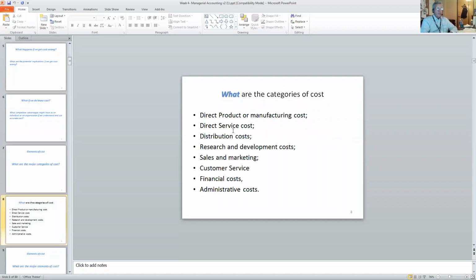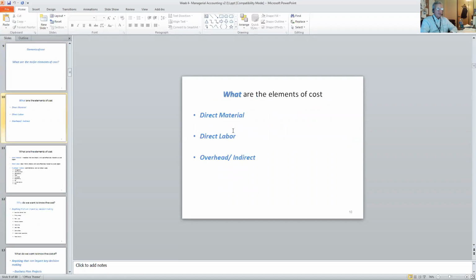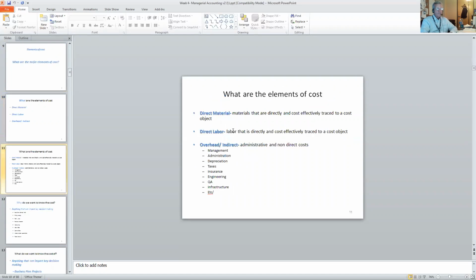So we've talked about the major categories of cost and the major elements of cost that are broken up into these major categories: direct material, direct labor, and overhead. Here's a little more detail about what each of those means. This is right in the slide, so I'm not going to read these to you, but keep in mind that we're not really changing anything between traditional and activity-based costing when it comes to direct material and direct labor. It's really this overhead and indirect cost that we're attacking in a different way.